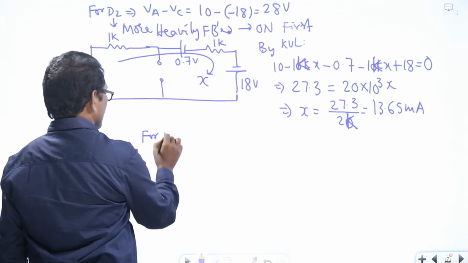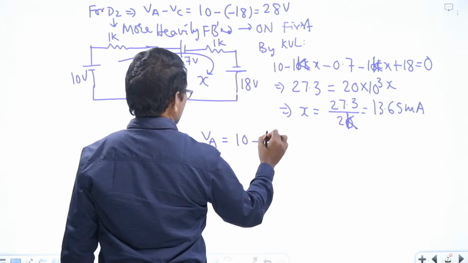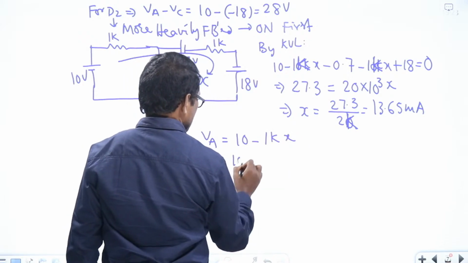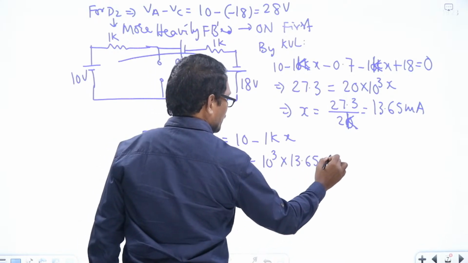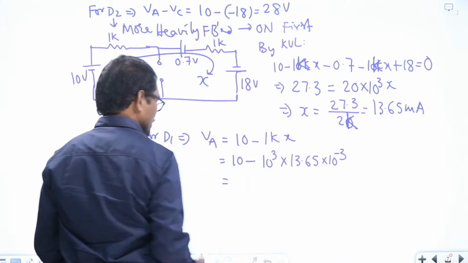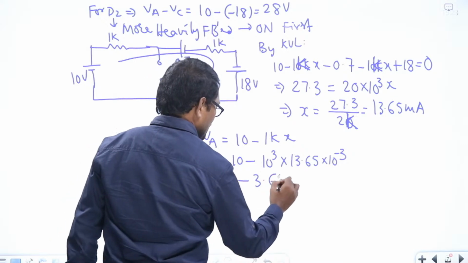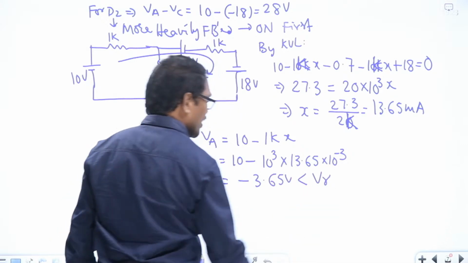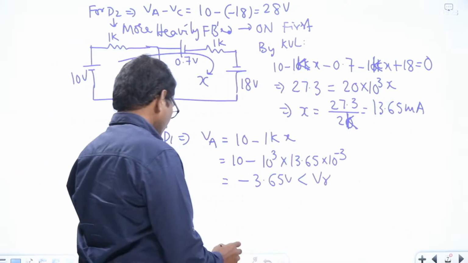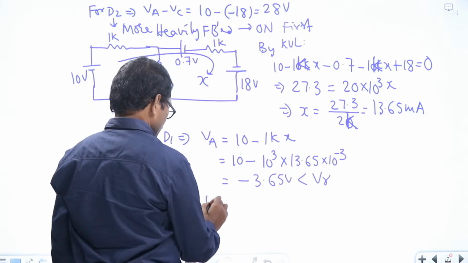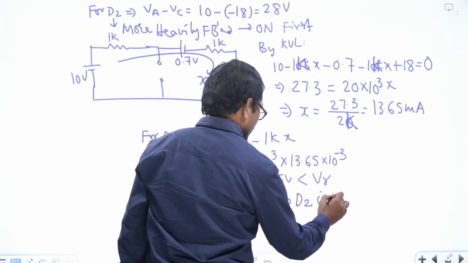For D1, VA is equal to 10 minus 1kx, that is 10 minus 10 cube into 13.65 into 10 to the power of minus 3. How much is that? Just please calculate. This is minus 3.65 volts, which is less than V gamma. Therefore, D1 is in off state. Therefore, D1 is off and D2 is on.